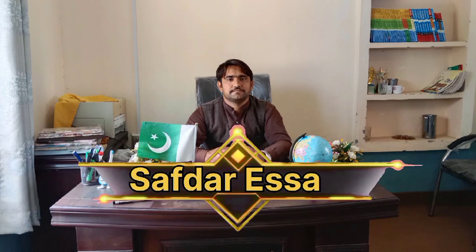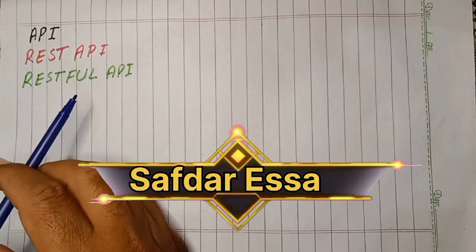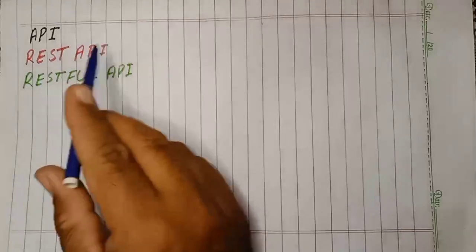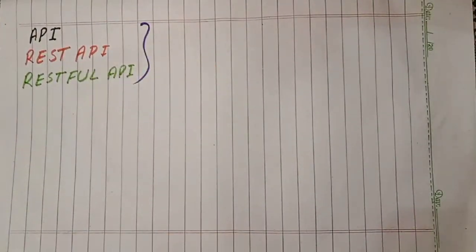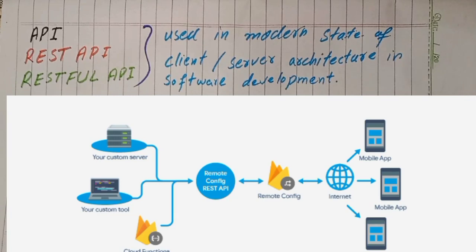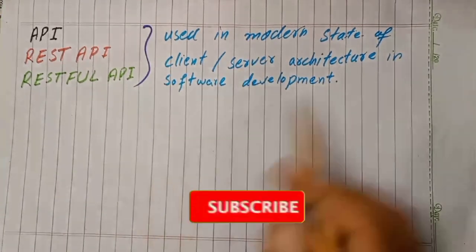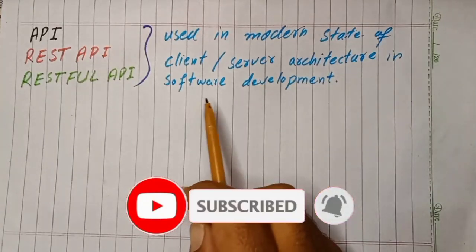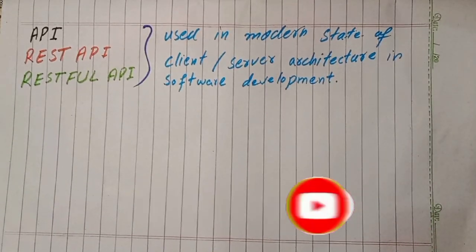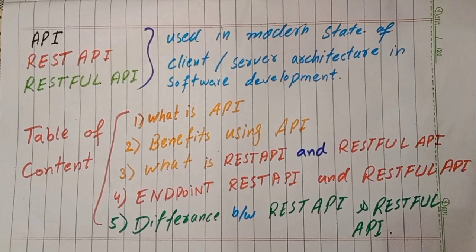Today we will talk about API, REST API and RESTful API. These three are used in the modern client-server architecture in software development. The table of contents for the discussion topics: What is API? Benefits of using API. What is REST API and RESTful API? Endpoint of REST API and RESTful API. Difference between REST API and RESTful API.